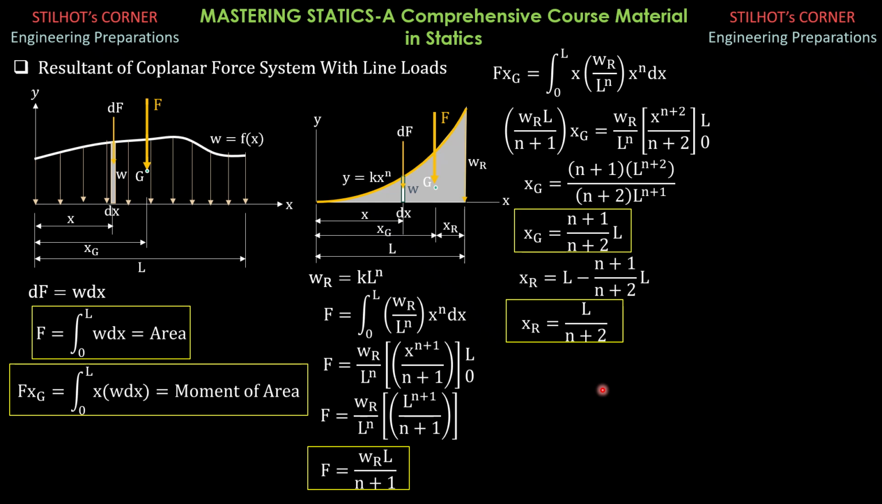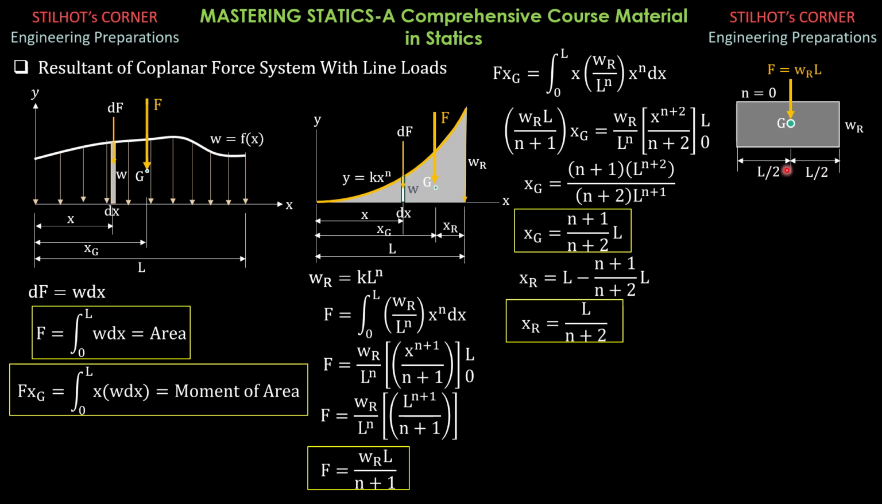It's easy to remember. Now let's verify these formulas for F as well as for this xR or xg for common cases, like a rectangle where n is 0 degree for that case. So F is WR times L, which is just the area of the rectangle, which is base times height.